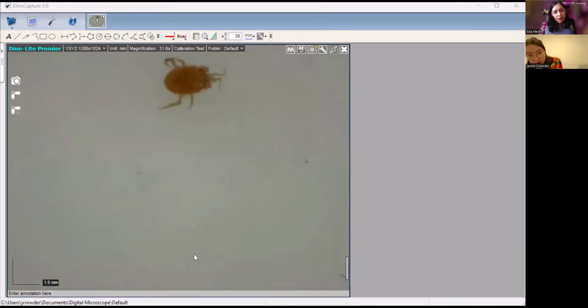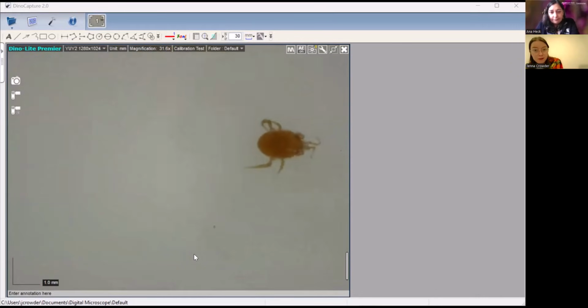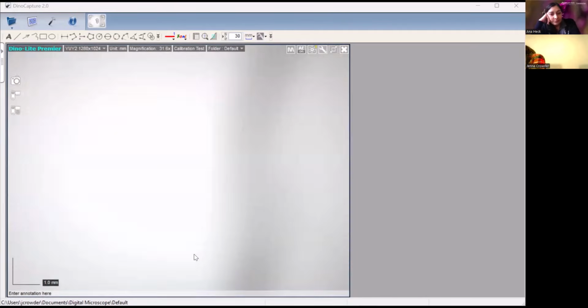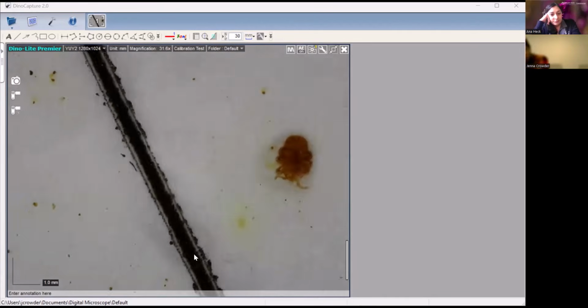But again, lacking that distinct anal plate, this one I would identify as a pollen mite, not a Tropilaelaps mite. Comparing that to, we've got one more specimen I want us to take a look at over here. Where did she go? There we go, right here.